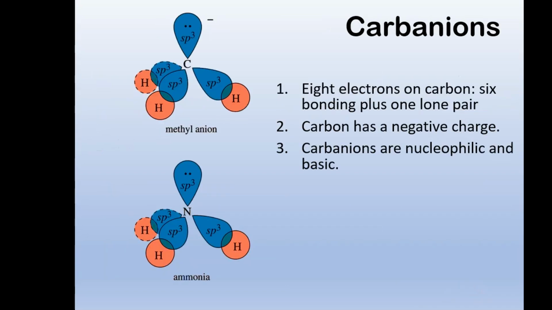One last reactive species to look at. Carbanions look very different. I see 1, 2, 3, 4 things around here. It's very similar to what we might think of ammonia looking like, where this pair of electrons is stuffed into a hybrid orbital. So that makes all these sp3. So I got 4 of them. 1, 2, 3, 4. 8 electrons on carbon. 6 bonding plus 1 lone pair. Carbon has a formal charge of -1. Carbanions are nucleophilic and basic.